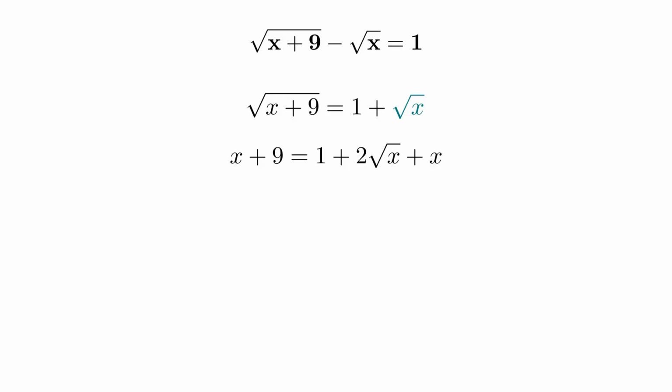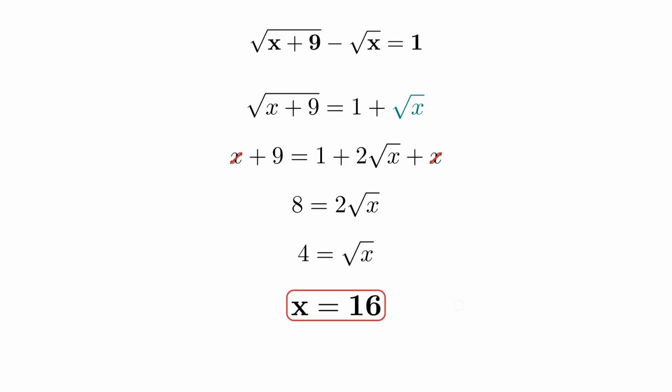The x's cancel on both sides, leaving 8 equals 2 root x. Divide by 2, root x equals 4. Now we square it, x equals 16. So x equals 16. Done, right?